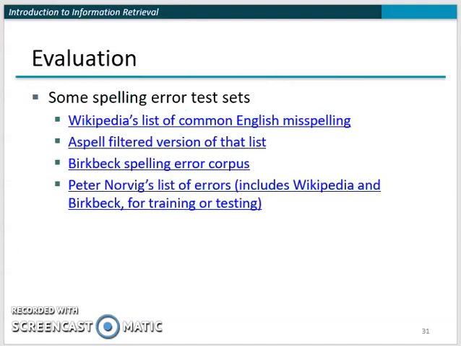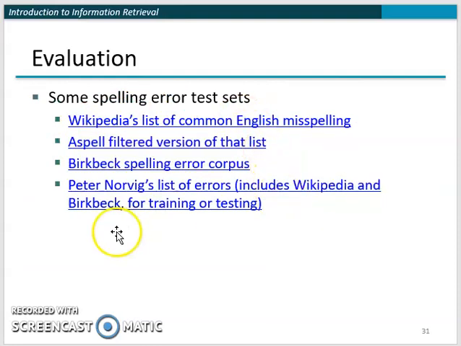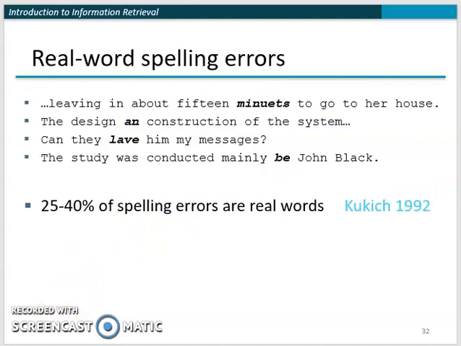Alright, so there are some spelling error test sets that are available online. You can go check them. That was all about non-word spelling errors. We saw how we could detect them, and then how we could generate candidates, and how we could rank those candidates using the noisy channel model and the language model. We saw how we can use context to improve predictions. Now we'll move on to the real word spelling errors.